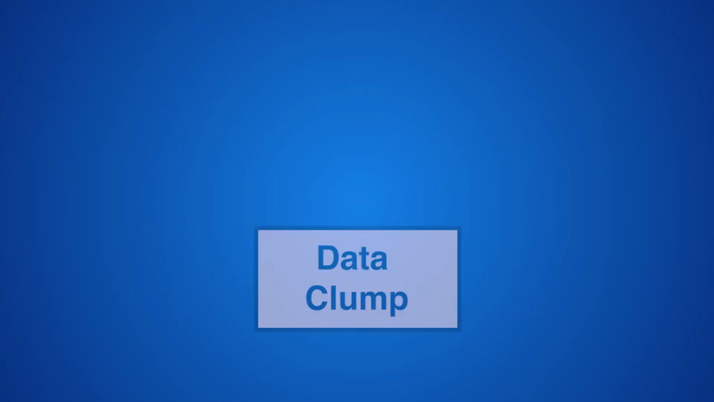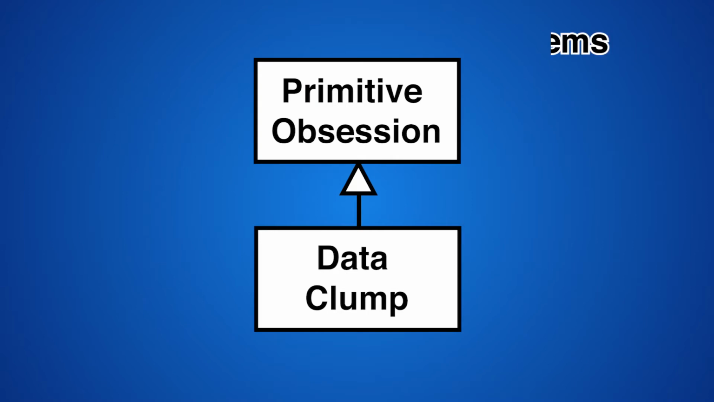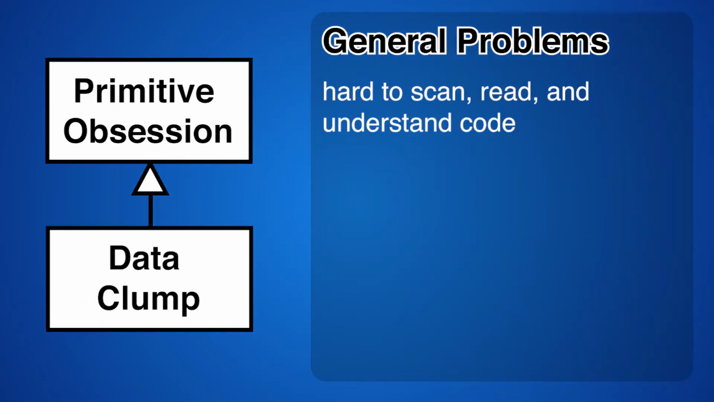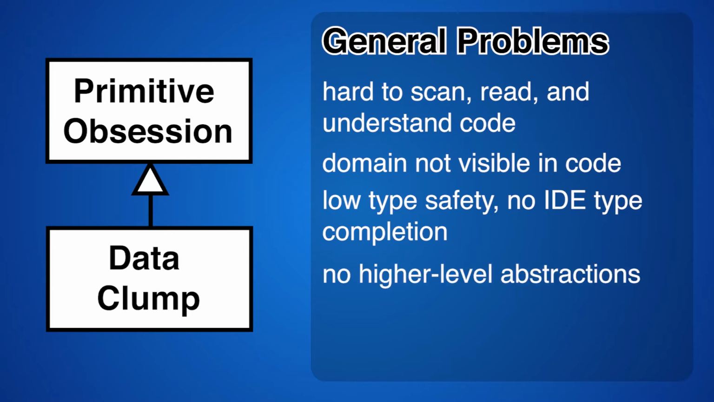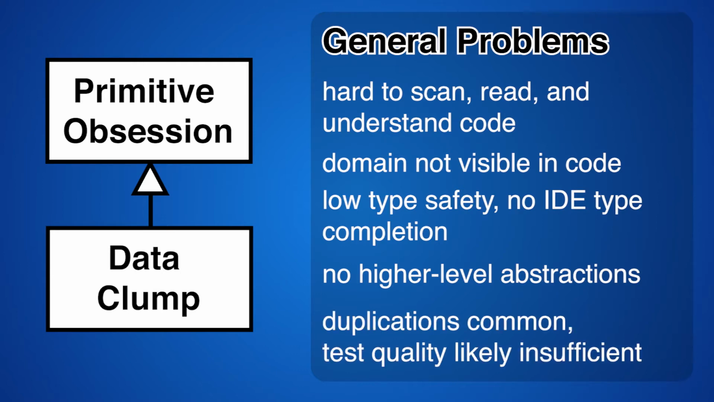First of all, data clumps have the same problems as the more general primitive obsession. Code is hard to scan, read and understand. The domain is not visible in the code and we have low type safety and no IDE type completion. We miss out on higher level abstractions that could act as magnets for functionality, and thus logic may be duplicated and only poorly tested.